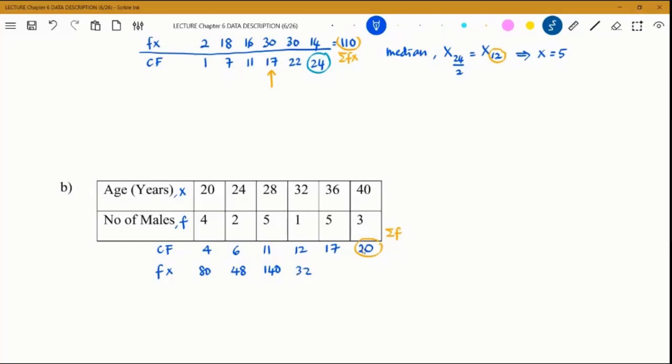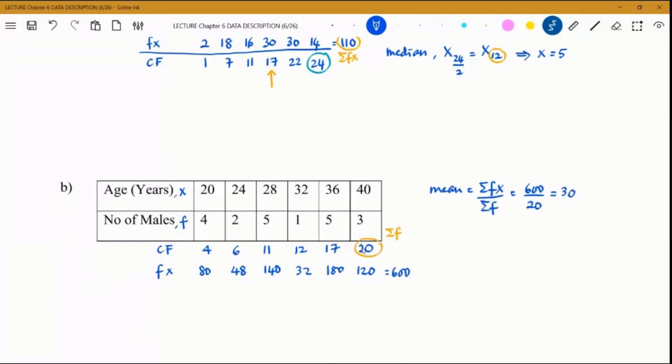36 times 5 berapa? 180. 180, and then last one we have it 120. Okay, so summation of Fx kita dapat berapa? 600. 600, good. Okay, so mean summation Fx divided by summation F will be 600 divided by 20. So we're gonna have 30.